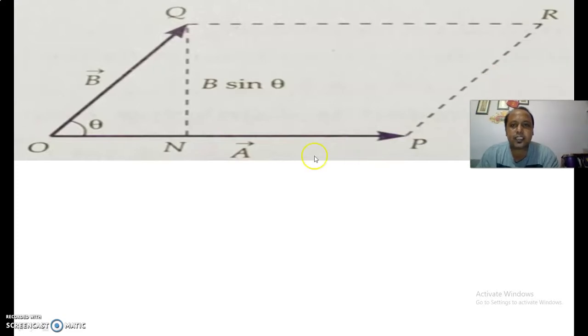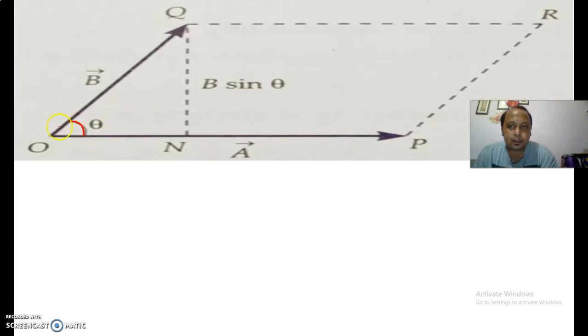Two vectors are considered here. One is vector A and another is vector B. You can see here we have shown both the vectors, vector A and vector B. The magnitude of vector A is given by OP and that of vector B is given by OQ. These two vectors can be used to form a parallelogram which is given by OPRQ. So this is the parallelogram which we can see here. The angle between vector A and vector B is given by theta here.